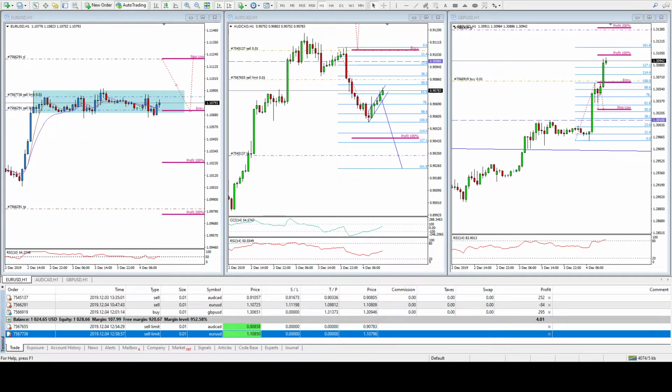Now, while the news is coming, I'm also on Aussie CAD and pound dollar. I'm positive on both of them. One is 25 pips, the other one is 28 pips. Let's see what happened with the news.